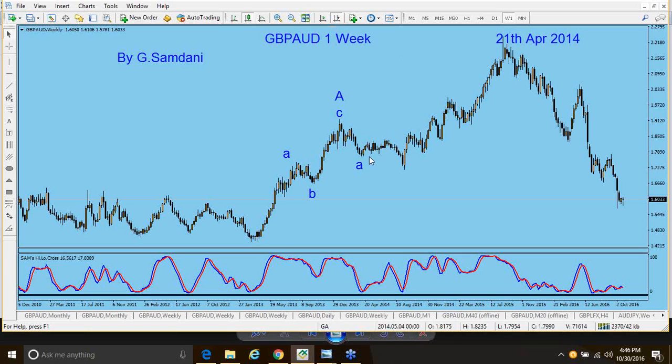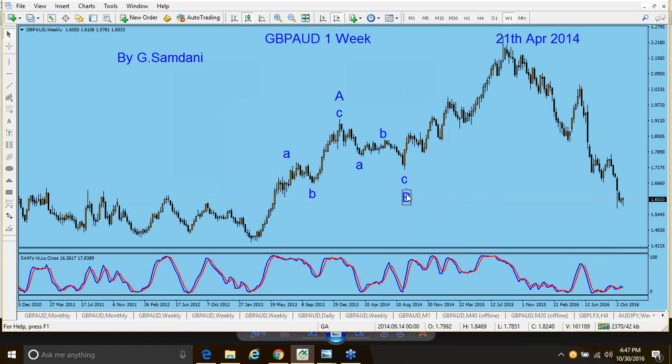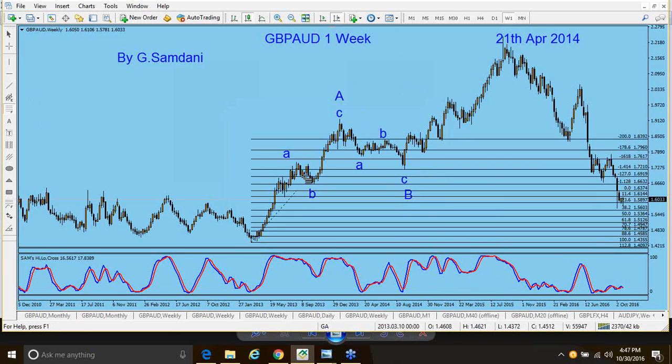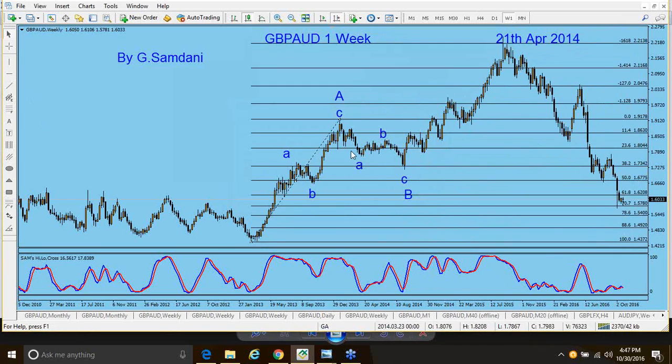If you open up a daily chart, you'll see. So this is B, because what I'm showing you is that I can recognize them very easily, and this drop is wave C, and this becomes wave B. Okay, now let's measure from here to here. What is this? 38%, right? Okay, I'm going to show you something now.